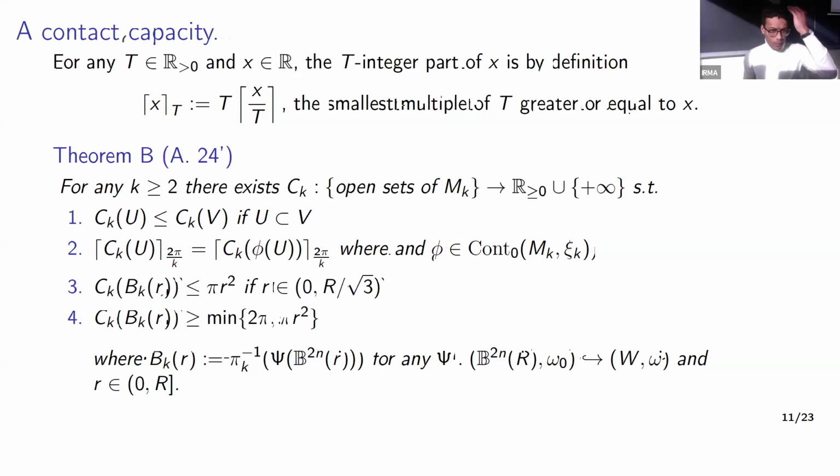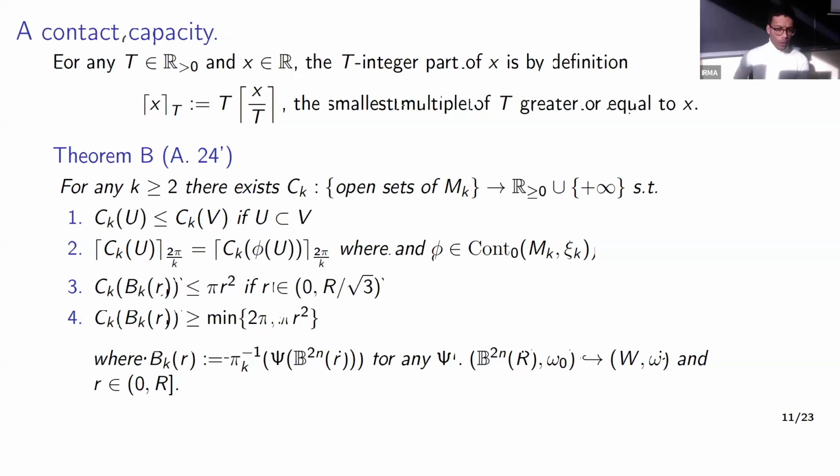What I show is that for any integer k, there exists a map taking open sets of the contact manifold M_k, taking values in positive real numbers, maybe plus infinity, such that it is monotone. So if U is a subset of V, the capacity of U is less than or equal to the capacity of V. The 2π over k integer part of the capacity of U is invariant under contactomorphisms isotopic to the identity. And I also compute some estimates. The capacity of a contact ball of radius little r is less than π r squared.